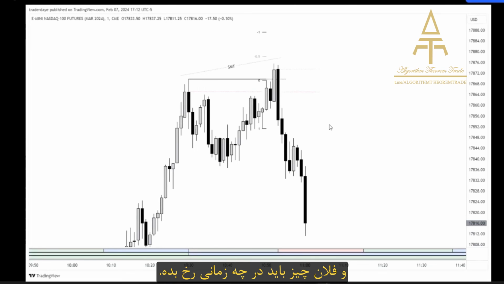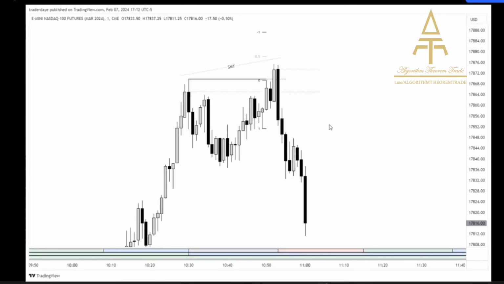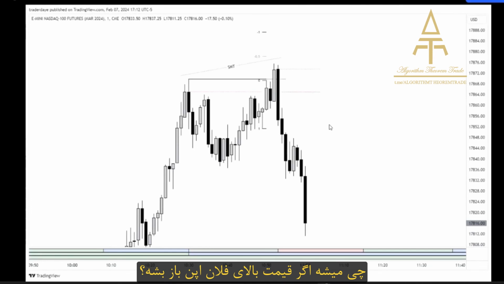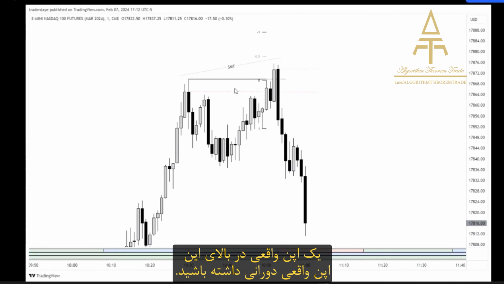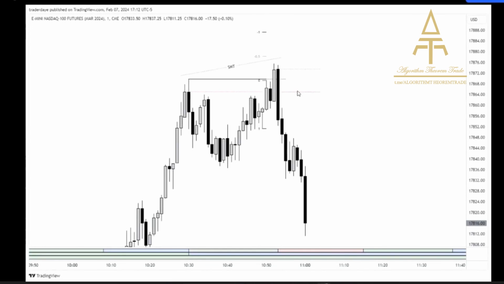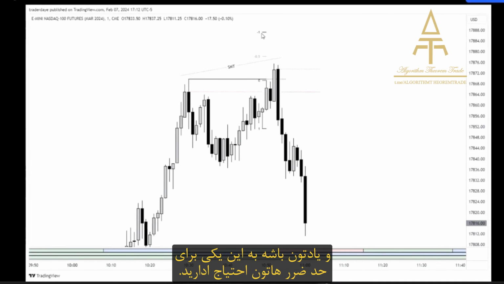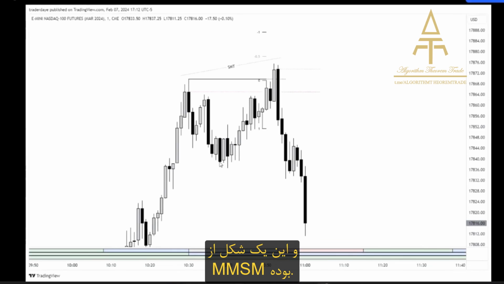What time should this happen? What happens when price opens above this open, right? You usually get explosive price action in the opposite direction when you have, for example, a true open above this revolving true open, right? And remember, you need this for a stop. And this was a market maker sell model as well, as you can see.